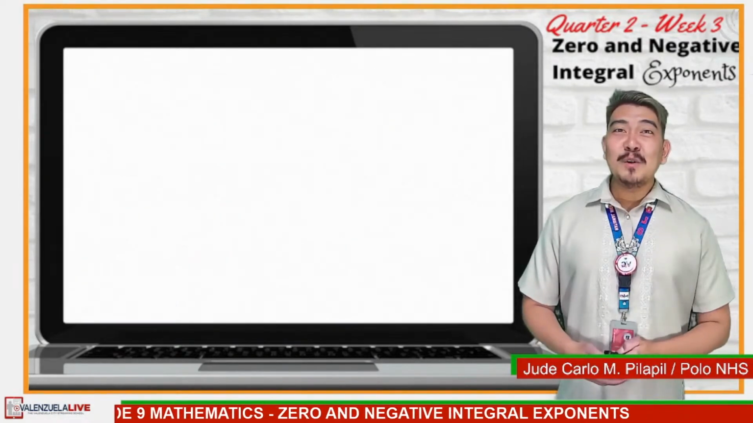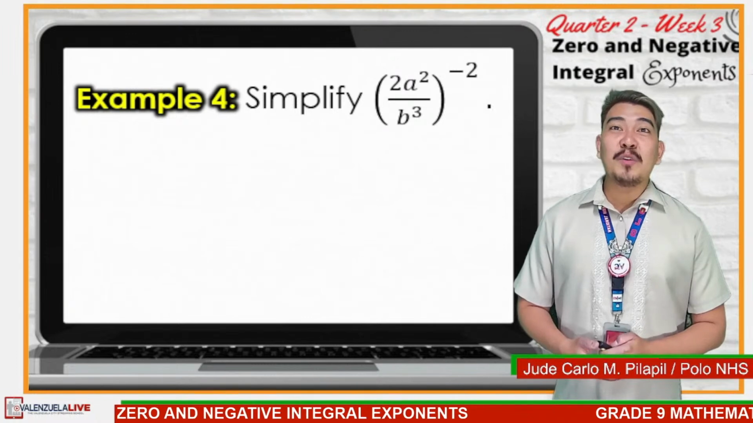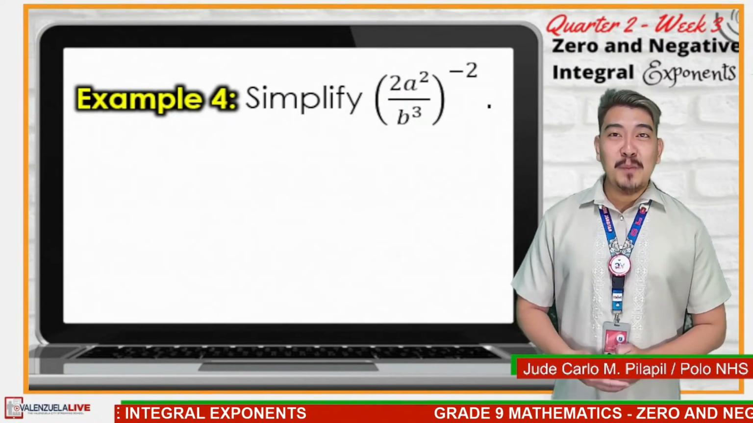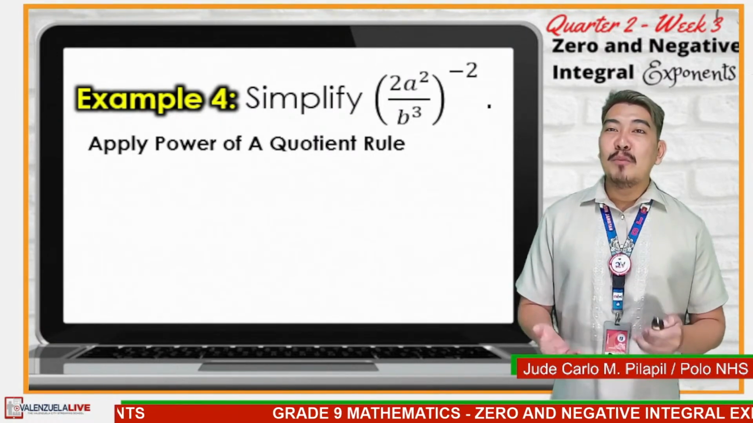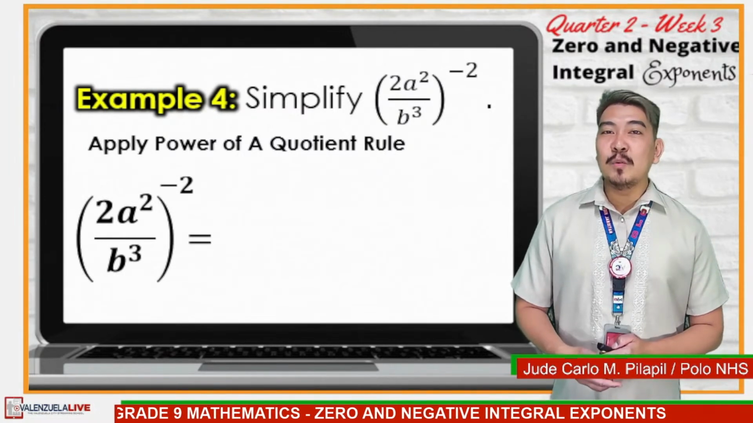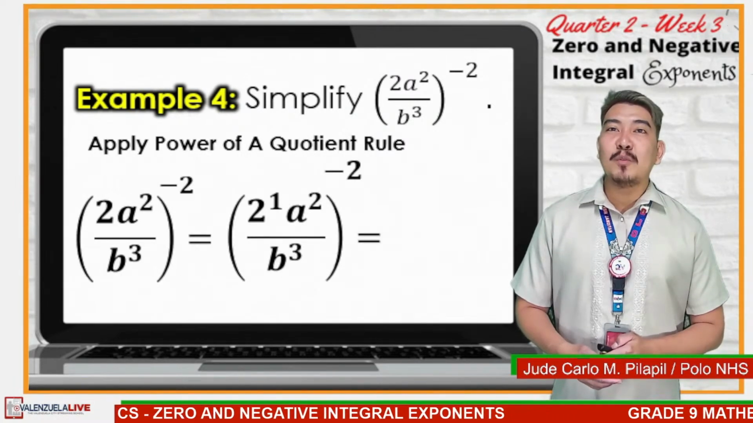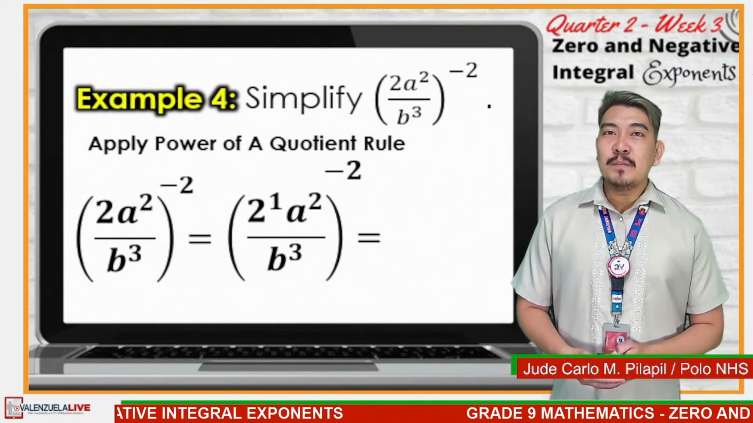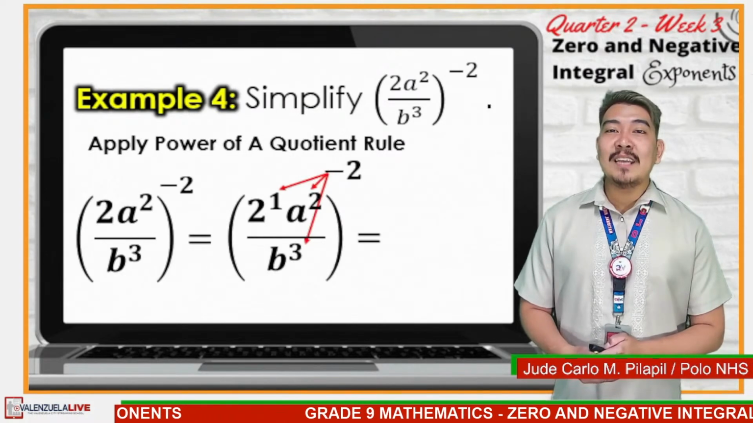Let us now go to example number 4. Simplify the quantity 2a squared over b cubed, raised to negative 2. In simplifying this expression, we first apply the power of a quotient rule. We multiply the exponent outside the parentheses, which is negative 2, to the exponents inside. Remember that 2 has the exponent 1. Then, we multiply negative 2, the exponent outside the parentheses, to each of the exponents inside the parentheses.